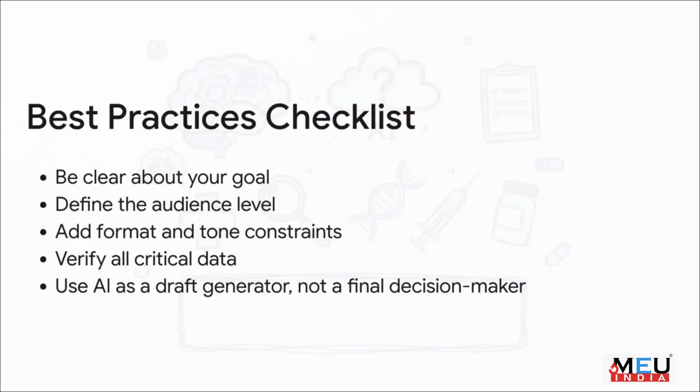Which brings us to the most important rule for using this responsibly. You have to remember, the AI doesn't understand medicine. It's just predicting words based on data. So you must verify any critical information, like dosages or protocols, always. Think of the AI as your incredibly fast assistant. It gets you that first draft in seconds, but you are the expert. You always have the final say.